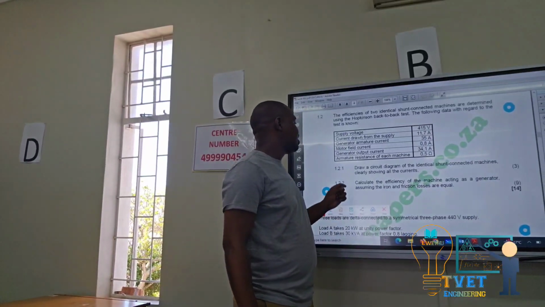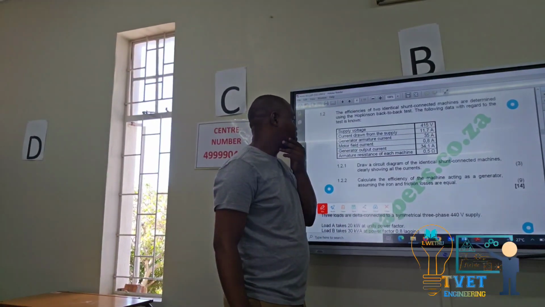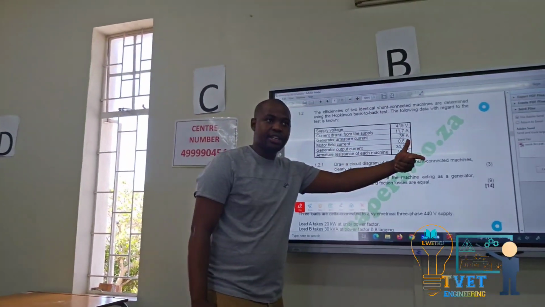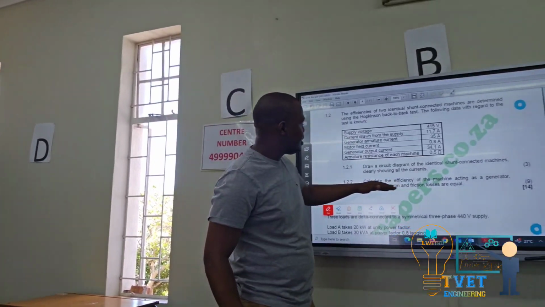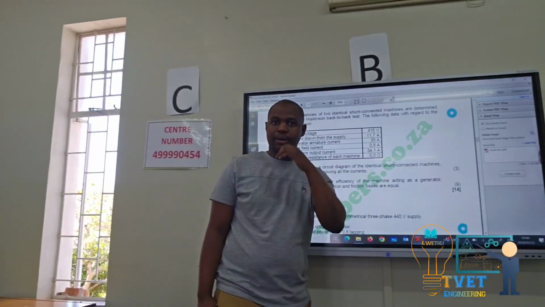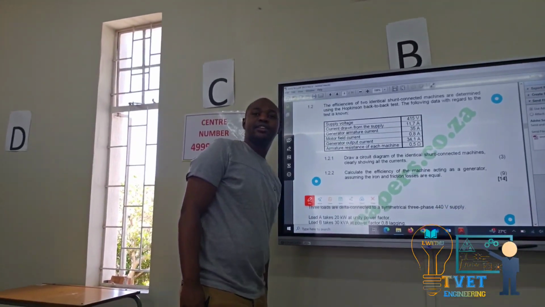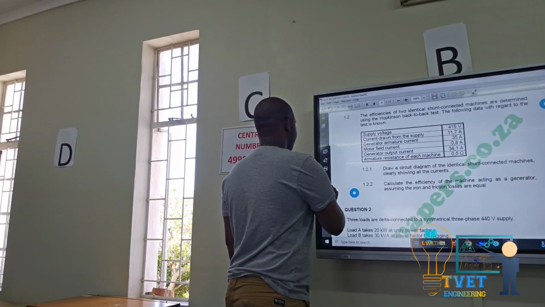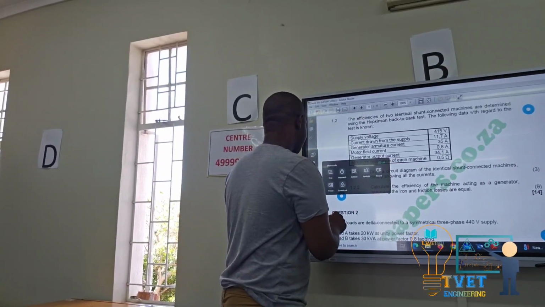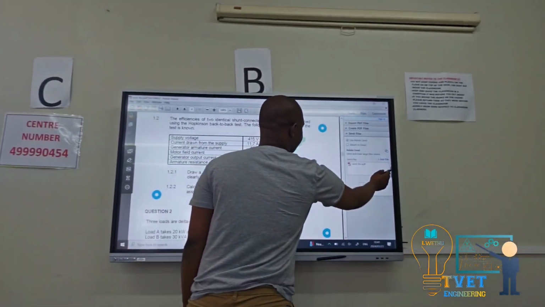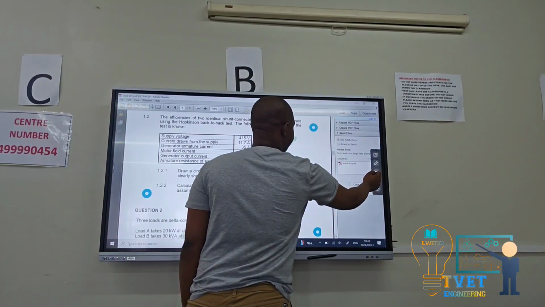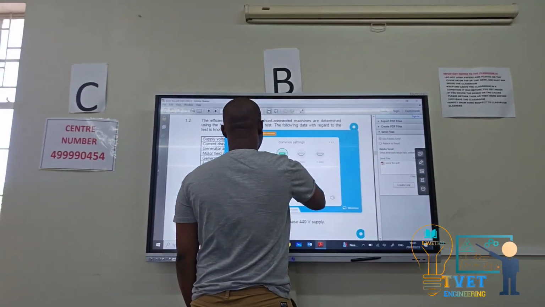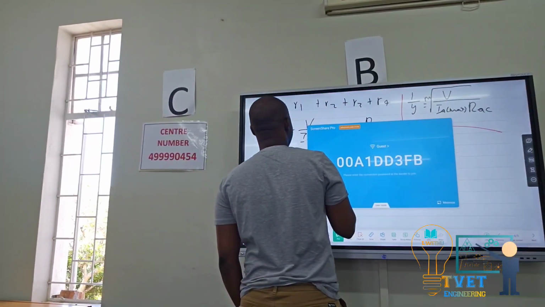Number 2, calculate the efficiency of the machine acting as a generator, while assuming the iron and friction losses are equal. Okay, assuming iron and friction losses are equal.